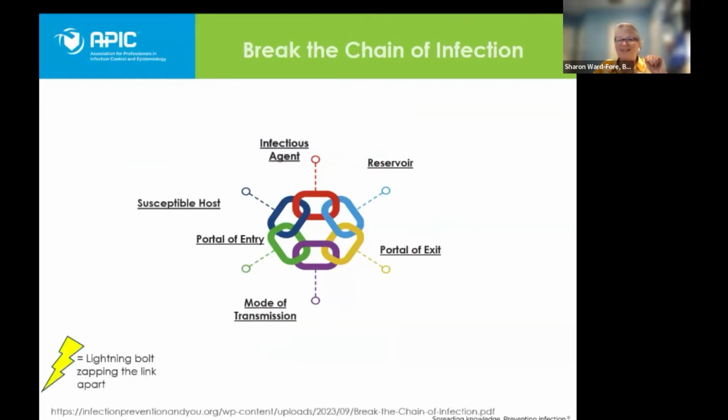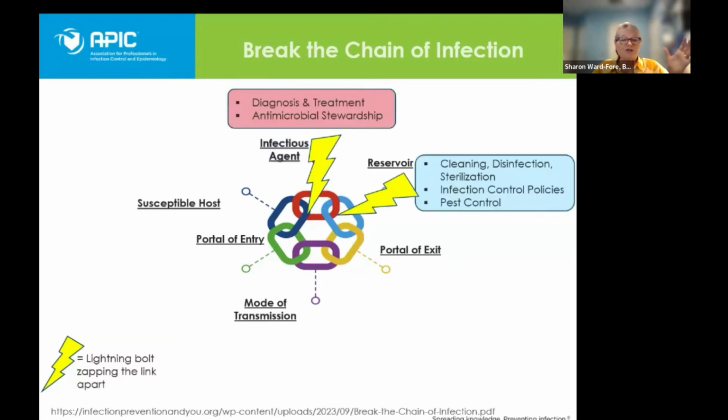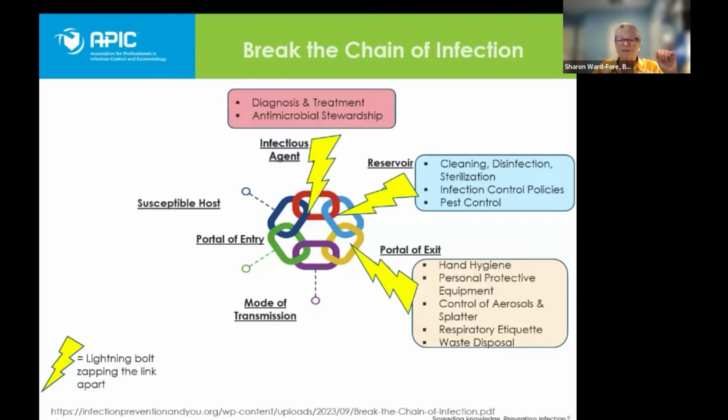Now, this is how we break each link of the chain, stopping the infection. For that infectious agent, I know you like my lightning bolts, we practice appropriate diagnosis and treatment, especially antimicrobial stewardship. For the reservoir, we initiate cleaning and surface disinfection, sterilization, and pest control. For that portal of exit, we break out more of our infection prevention and control practices like hand hygiene, PPE, respiratory etiquette, and environmental controls.